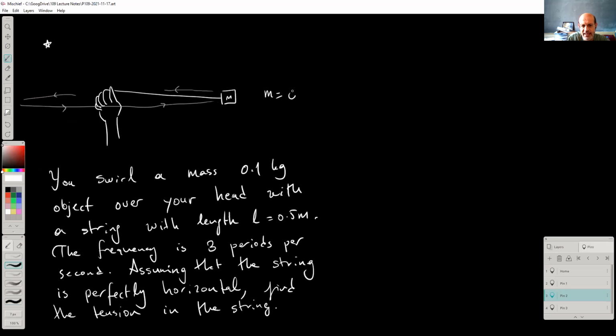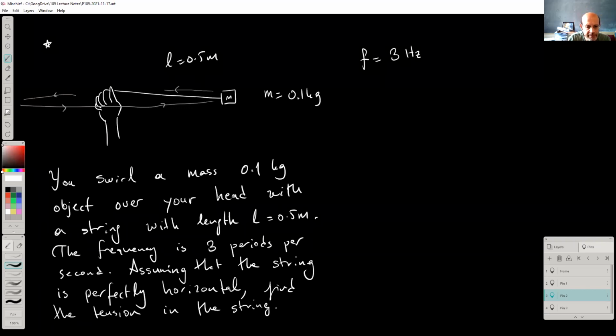So the mass is 0.1 kilograms. The length is 0.5 meters. And the frequency is given. So it's basically 3 rotations per second. So I would basically say that this is 3 hertz. I'm just inserting some typical numbers in here.